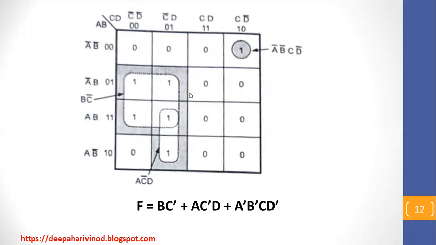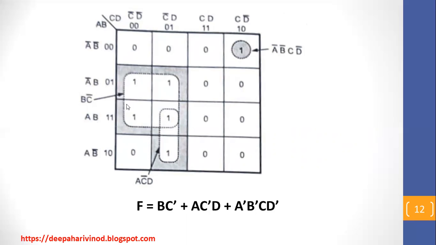Because this is the 4 variable K-map, it will have 16 cells. So when 4 ones are grouped together, it will have 2 literals. And if you group 2 ones together, it will have 3 literals. In the same way, if you group 8 ones together, it will have only 1 literal. This is only in case of the 4 variable K-map.